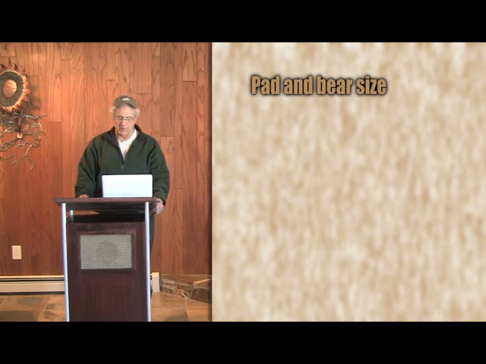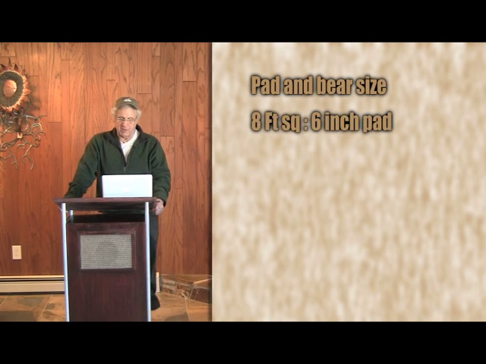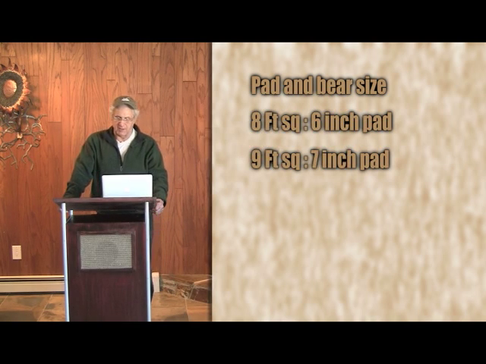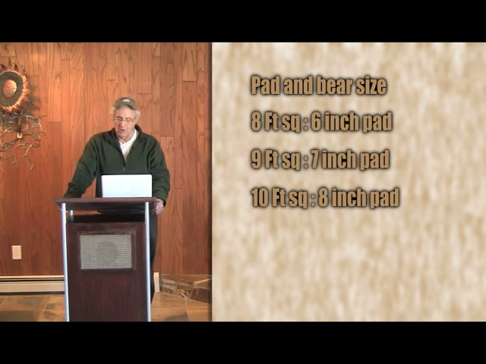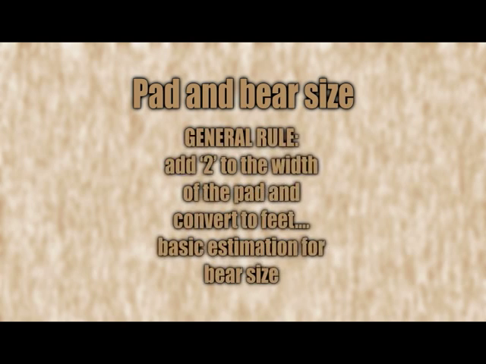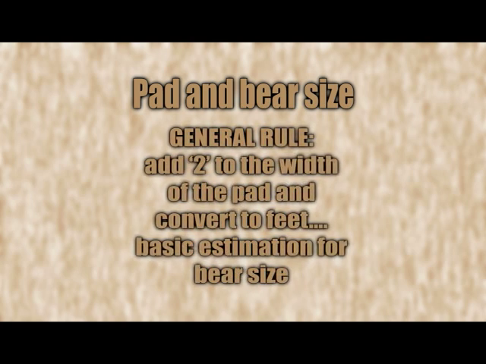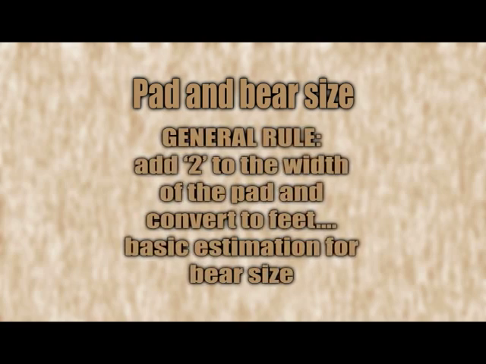When we're looking at Kodiak, and using Kodiak as an example, if we look at a bear that squares 8 feet, the width of the front pad will be about 6 inches. On a bear that squares 9 feet, the front pad will be about 7 inches in width. And on a bear that's pushing 10 feet, it will be about 8 inches. As a general rule, we add 2 to whatever the width of the front pad is and convert that to feet so that we know what the square of that particular animal is.